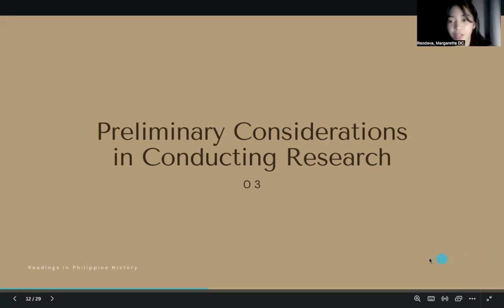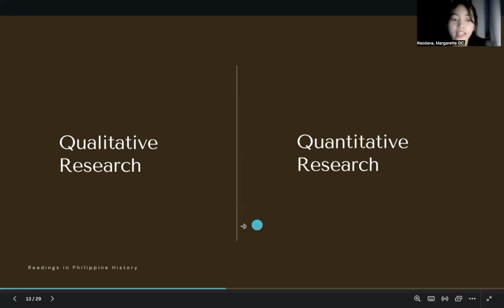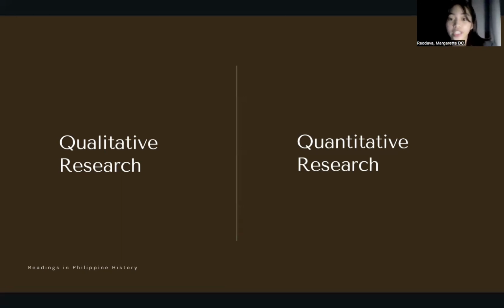Thank you, Ms. Boncolmo. Now let us discuss the preliminary considerations in conducting a historical research. Before we move on to that, we have to identify the two types of approaches, which are the qualitative and quantitative research. Both of them have their own disadvantages and advantages, and their own methods and features.